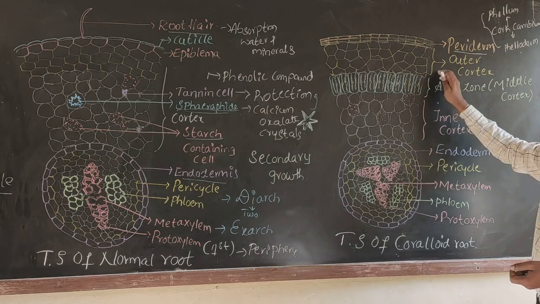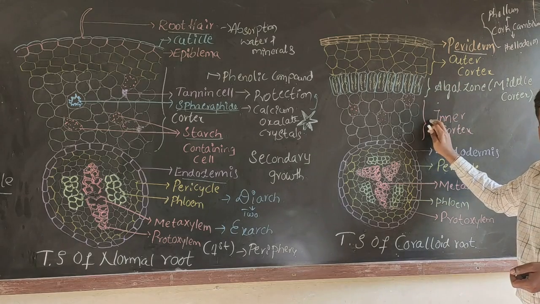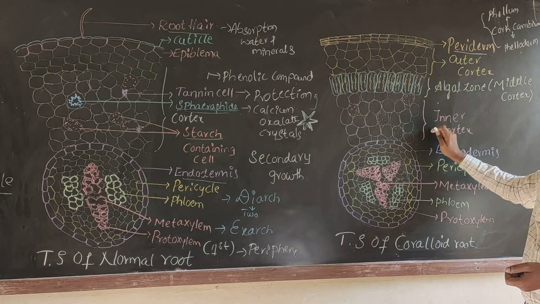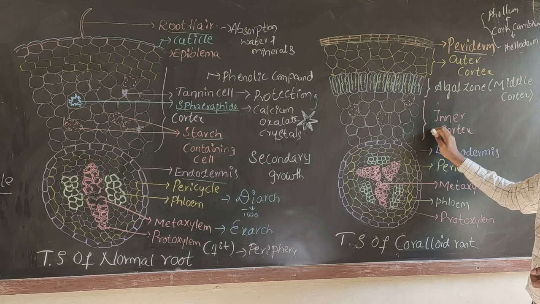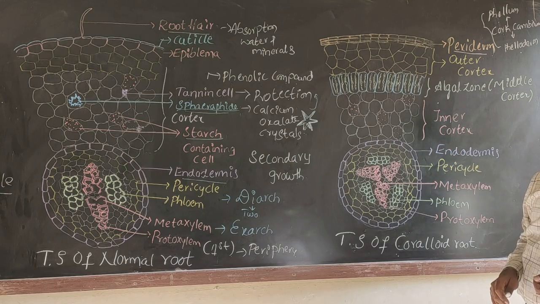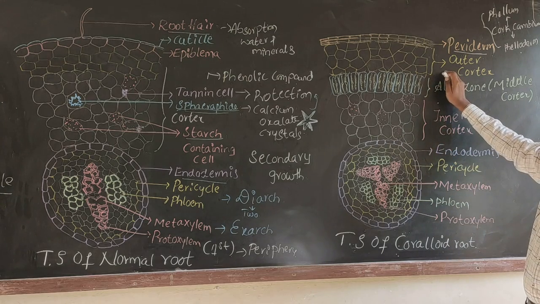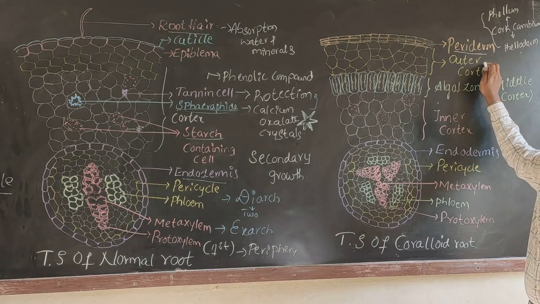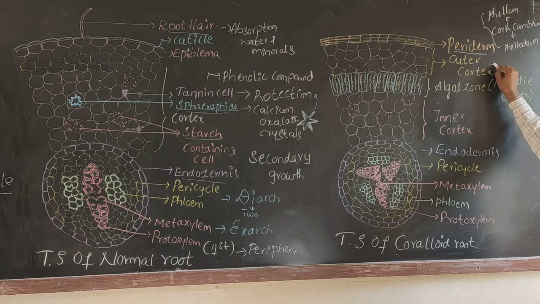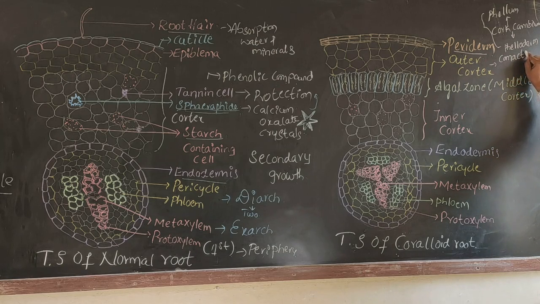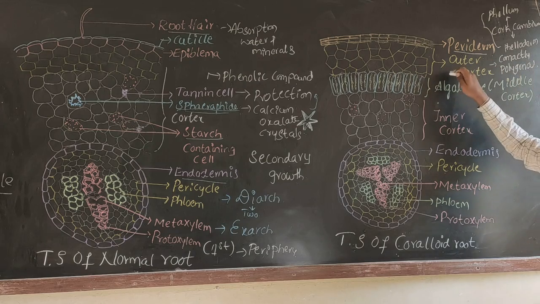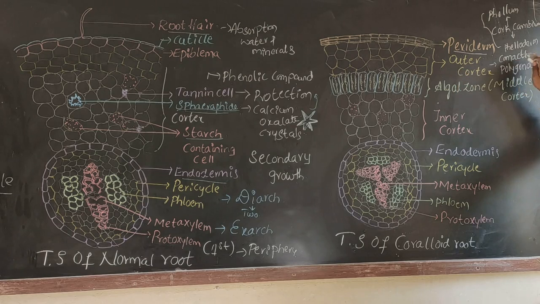If you look at the cortical region of coralloid roots, the cortex is differentiated into three parts. The outermost region of the cortex is known as the outer cortex. This outer cortex mainly consists of compactly arranged polygonal shaped cells.